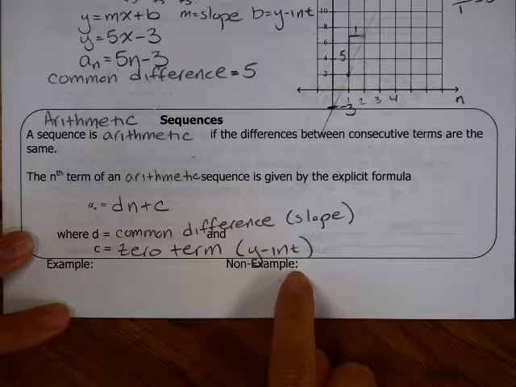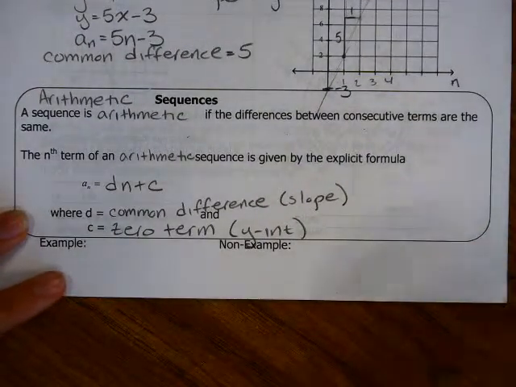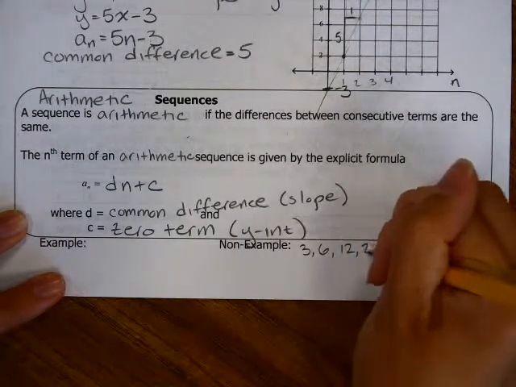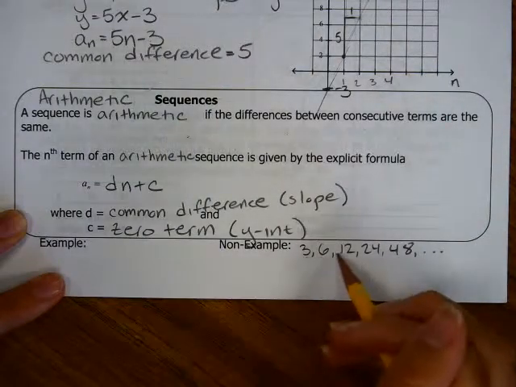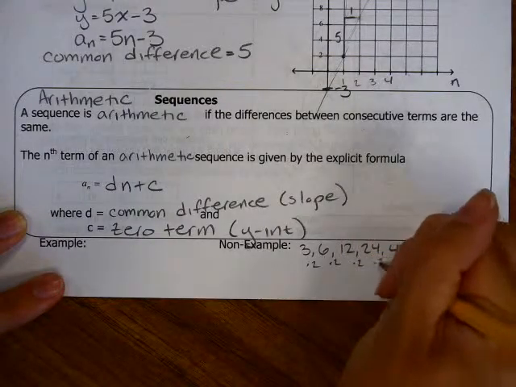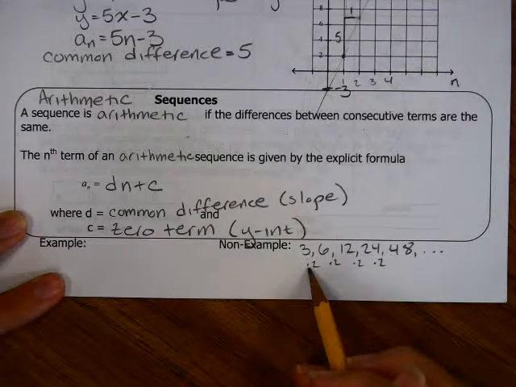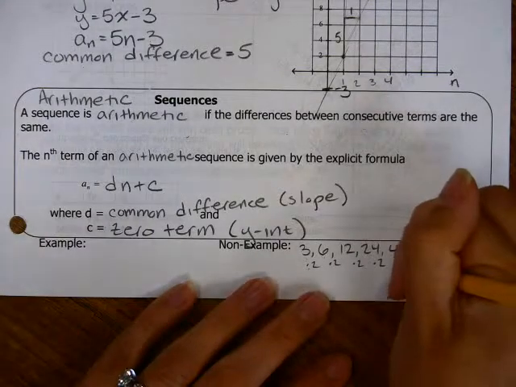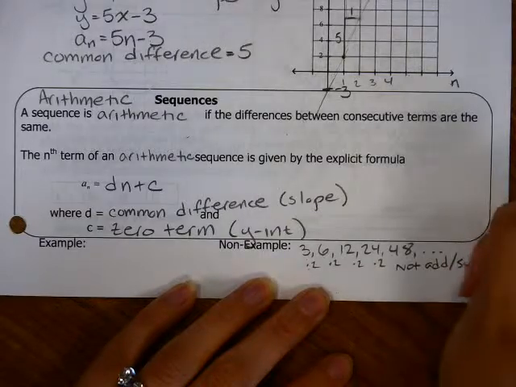I'm going to give you a couple of non-examples, sequences that are not arithmetic. For example, 3, 6, 12, 24, 48. The pattern here is to multiply by 2. Now, even though the number is the same for each one, it's multiplication. In order to be arithmetic, it has to be addition or subtraction.